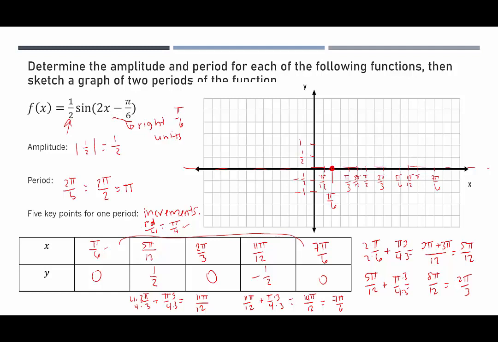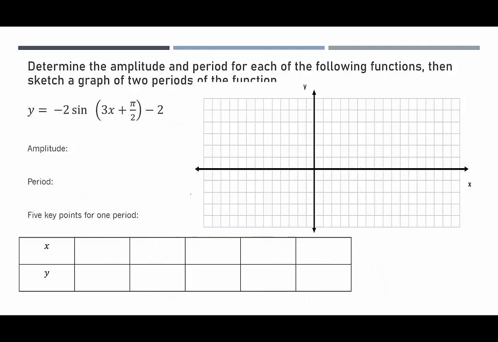The next one is 5 pi over 12, which is here, and we're going up to a half. Since a is positive, we go up first. At 2 pi over 3 here, we go back to 0. 11 pi over 12, we go down to -1/2. And at 7 pi over 6, we go back to 0. So one complete period would look like this. And we could repeat the process going into the negatives, but again, it will get pretty complicated. So I think we're just going to stick with one period for this example.